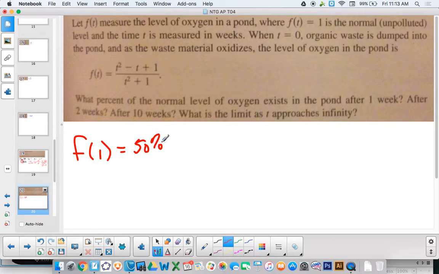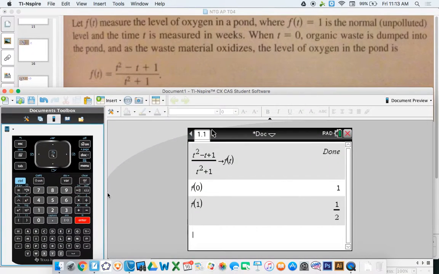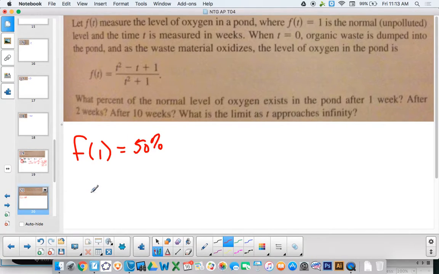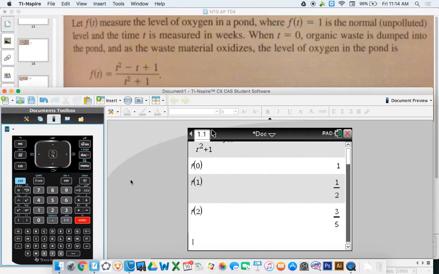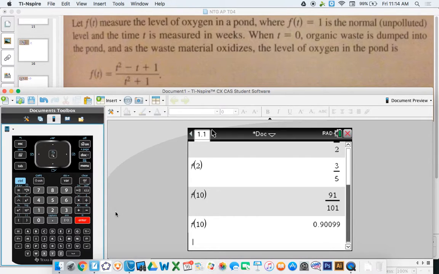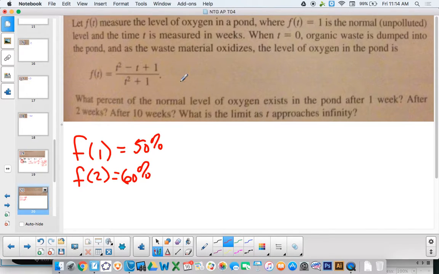What is f of 2? So we'll do f of 2. We get 3/5, which is 60%. So f of 2 is 60%. After 10 weeks, f of 10 is 91 over 101, which is about 90%. So after 10 weeks, it's 90% of the normal level of oxygen.